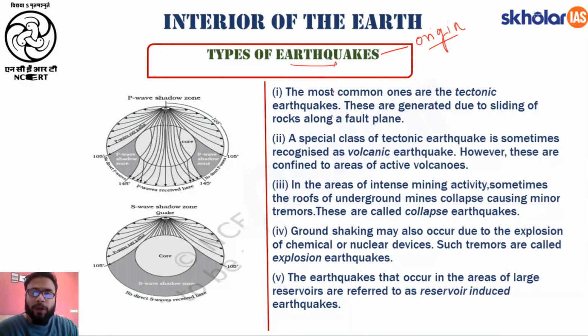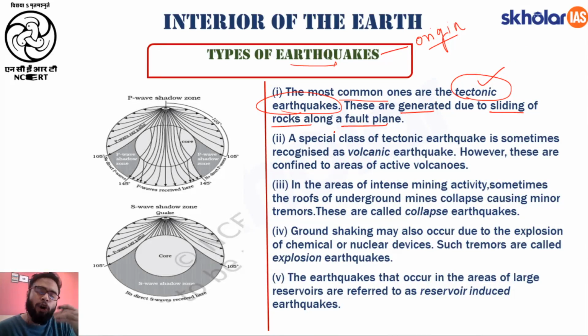Fine. So the first and most common are the tectonic earthquakes, meaning those caused by the movement of the tectonic plates or lithospheric plates. In our previous classes, we also discussed the lithosphere not being a uniform body, but broken down into several plates, which we call lithospheric or tectonic plates, right? And because of their movement and interaction, we get what type of earthquakes? We get tectonic earthquakes, right? And these are generated due to sliding of the rocks along the fault plane.